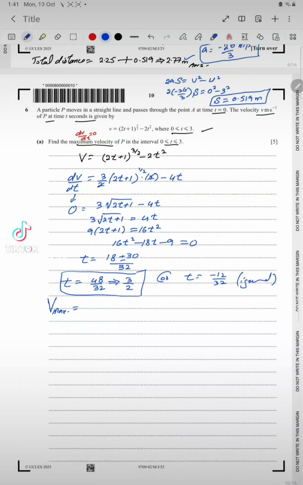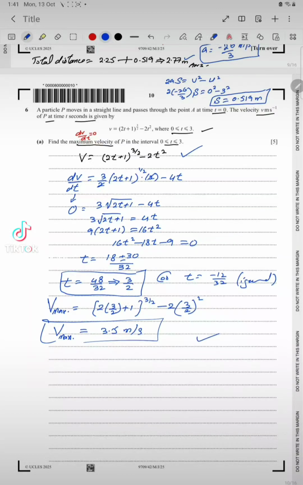So put in the question 2 times 3 by 2 plus 1, whole power 3 by 2, minus 2 times 3 by 2 squared. After simplifying directly, we can get V max, which is 3.5 meter per second. I hope it is clear. Simple question for 5 marks. Easy.